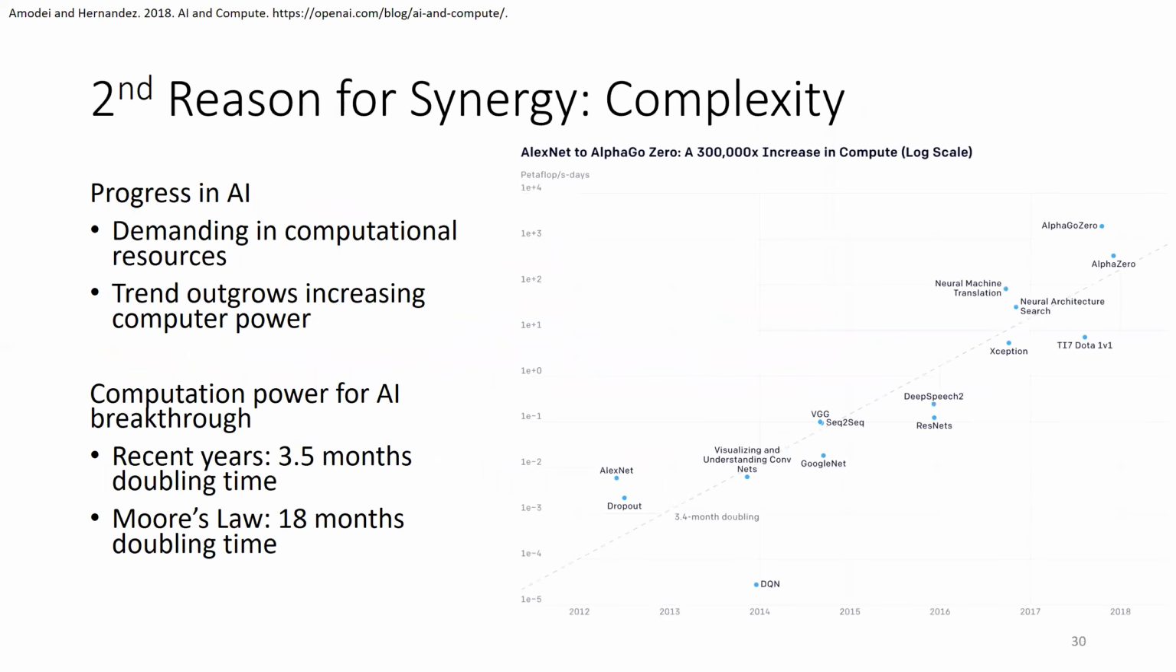And the second reason, I guess, is that progress in AI is really demanding regarding computational resources, and it gets harder and harder. So there's the need for new kinds of compute power. This, in our opinion, is the two reasons for the synergy.